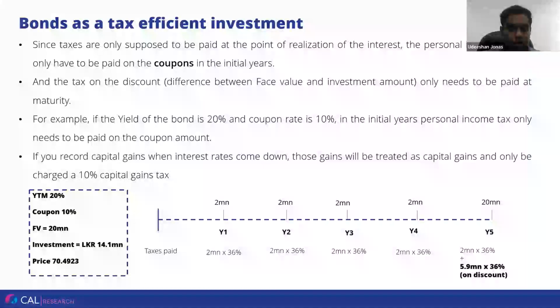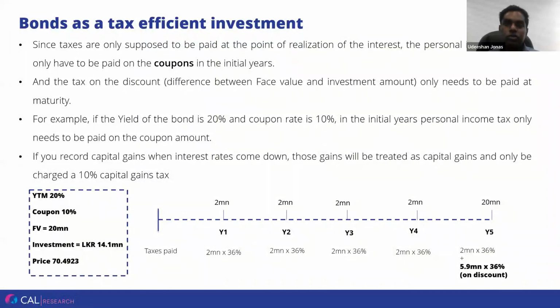If you look at the example here, the face value of the bond is 20 million rupees. Investment is 14.1 million, which is the money that you're putting in right now. Yield to maturity is 20%, and the coupon is 10%, right? So you're only paying 14 million to buy a 20 million rupee bond. Every year you will get 2 million in your hand, because on the 20 million rupee face value you get a coupon of 2 million rupees.